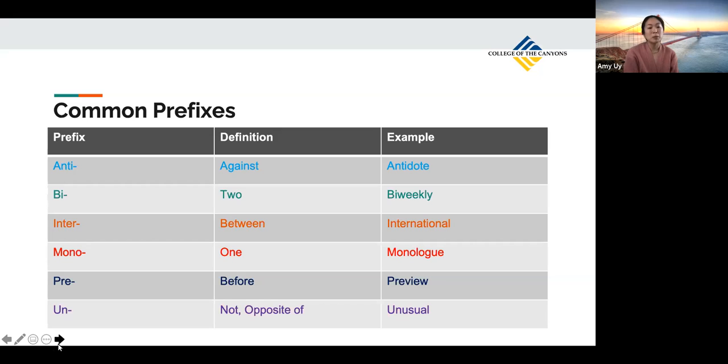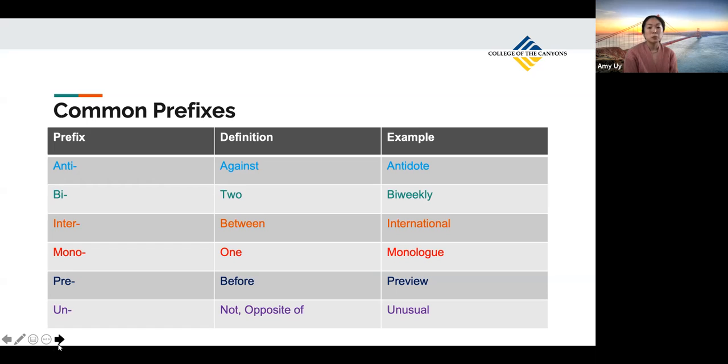Let's look at some common prefixes. We have anti, which means against, and an example is antidote. An antidote is something that fixes an unpleasant situation. You can think of it as against an unpleasant situation. Bi means two, and an example is biweekly. And biweekly means every two weeks or two times a week.